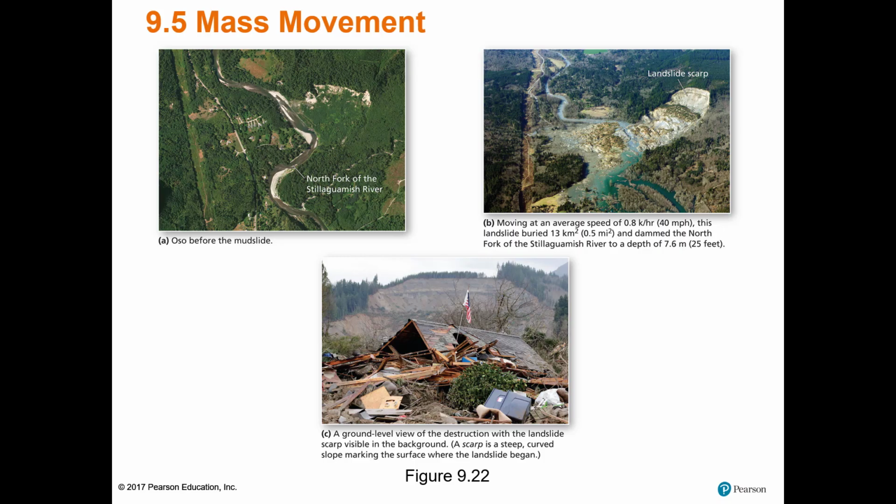Okay, and we can look and see here our images before and after. So on the left we have Oso before the mudslide, and then on the right you can see that dramatic landslide scarp. And so this landslide was moving at 40 miles an hour, and you can see some of the destruction that occurred in that bottom image. A scarp is a steep curved slope marking where the landslide began.